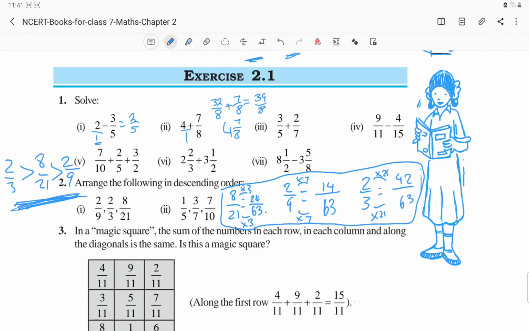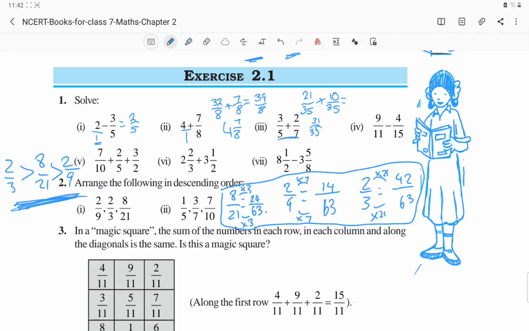Okay? So 3 by 5 plus 2 by 7. Same denominator. The common LCM is 35. Let's convert then. 3 times 7, 21. 2 times 5, 10. So that's 31 by 35. Okay, next question. That was pretty quick, wasn't it?